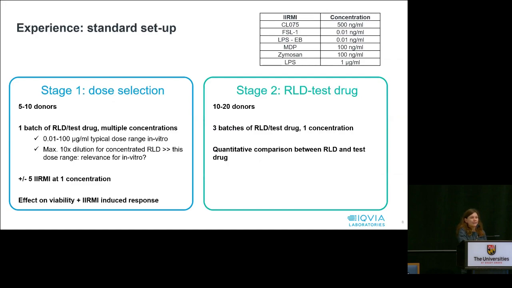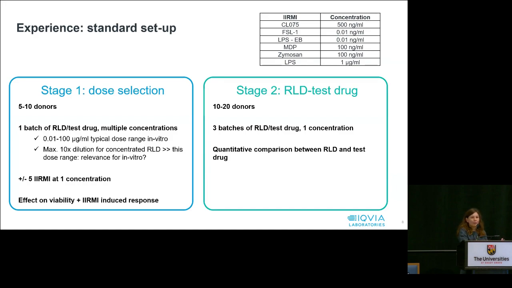If we go to the standard setup of a project, then we do mostly, as was discussed in the talk before us, also a two-stage approach. So we do first a dose selection, which is typically done on 5 to 10 donors, where we only test one batch of RLD and test drug, but then at multiple concentrations. So we do already at this stage the combination with the ERMI. So we test these concentrations of the RLD and the test drug alone, but also in combination with 5 ERMI controls, to be able to evaluate the effect on viability, but then also on ERMI-induced response.